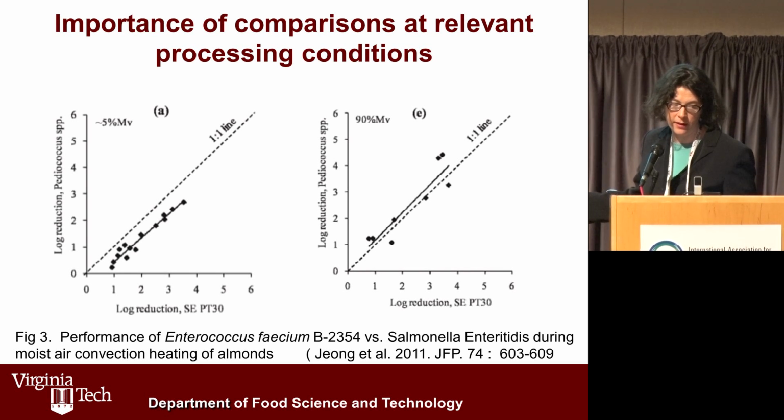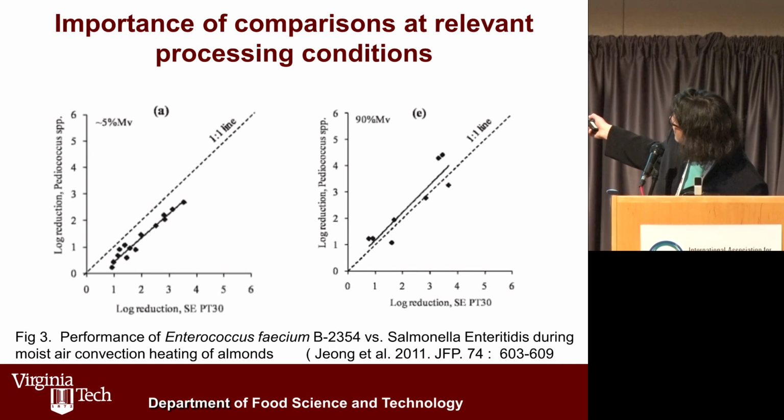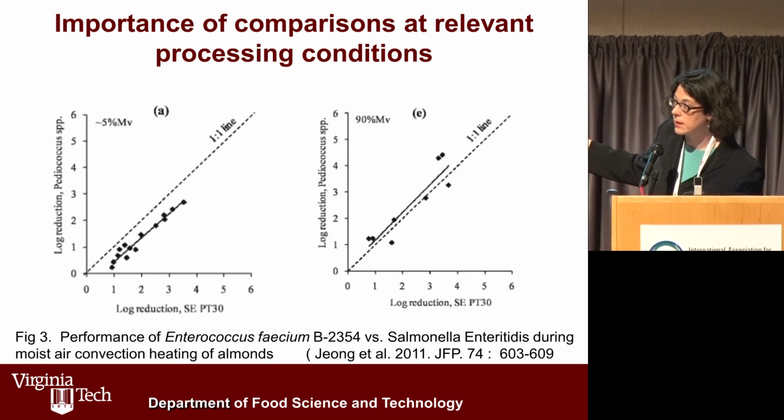Also, you need to make sure that you're comparing your surrogates and your target pathogen at relevant processing conditions. So this is a figure that is coming out of Zhang et al. 2011 that's comparing Enterococcus 2354 versus Salmonella Enteritidis. And I'd like you to see that the kinetic behavior between the two organisms is very different at 90% moisture versus 5% moisture. So you need to make sure that they're behaving under the conditions that are relevant to the process at hand.